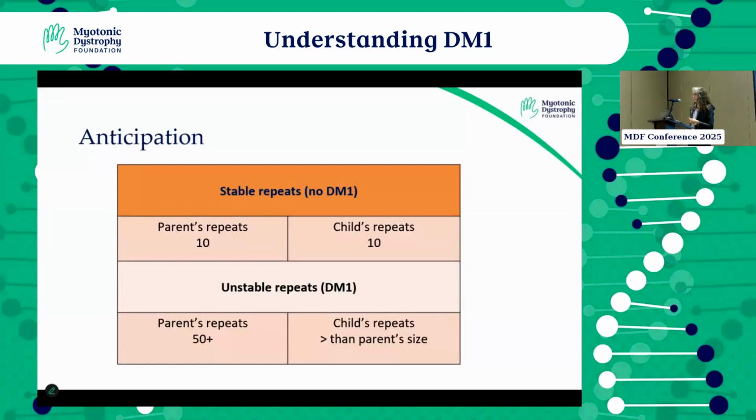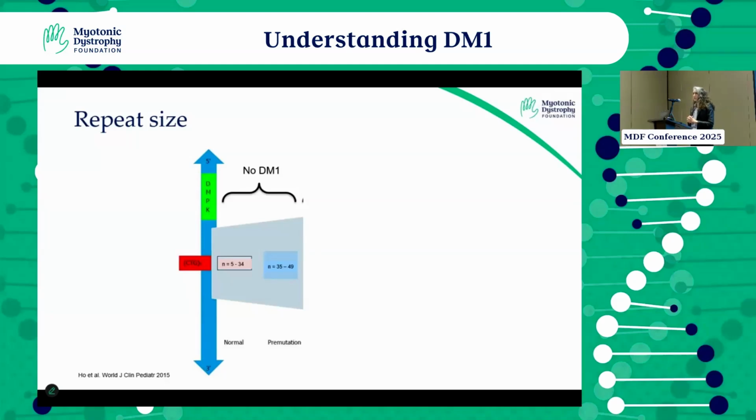Looking at this a little bit further, if we take the DMPK gene and think about the repeat size, if the repeats are 5 to 34, that is not going to cause DM1. If the repeats are bumped up a little bit, like into 35 to 49, that is not going to cause DM1 in that person. But that person does have the possibility of passing on more repeats to their children, and those repeats could be in a range that cause DM1.